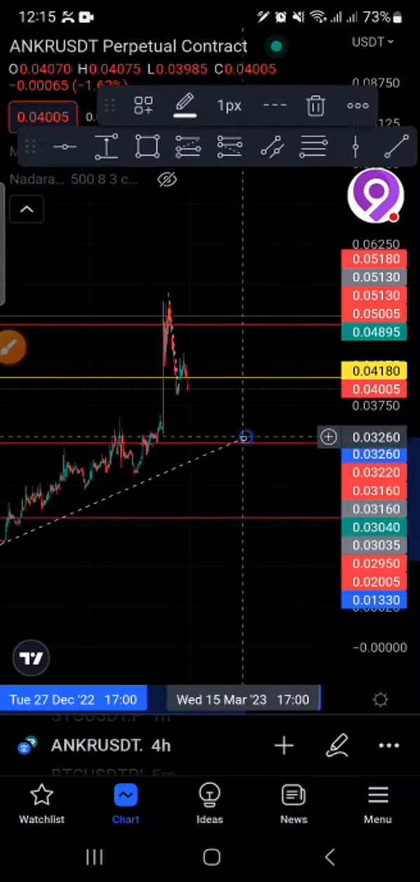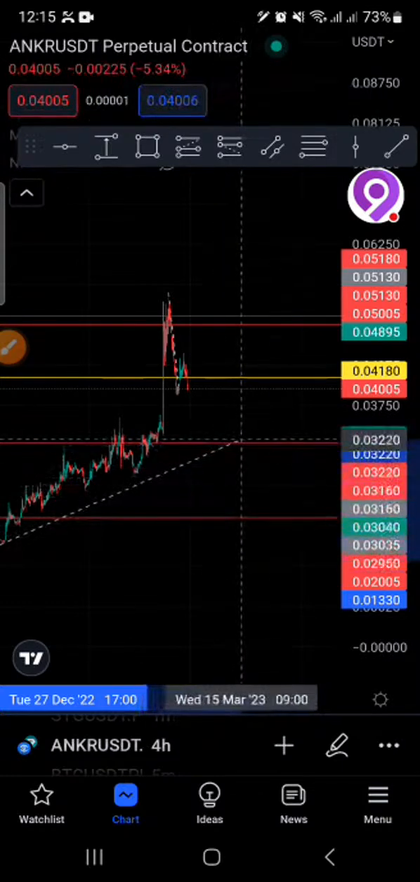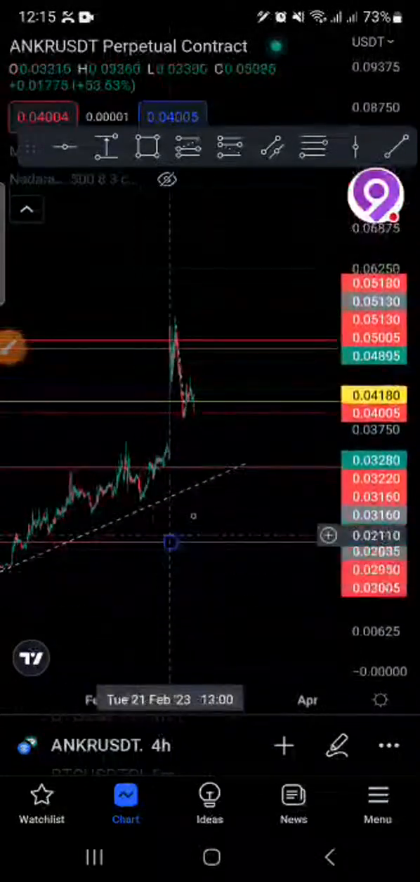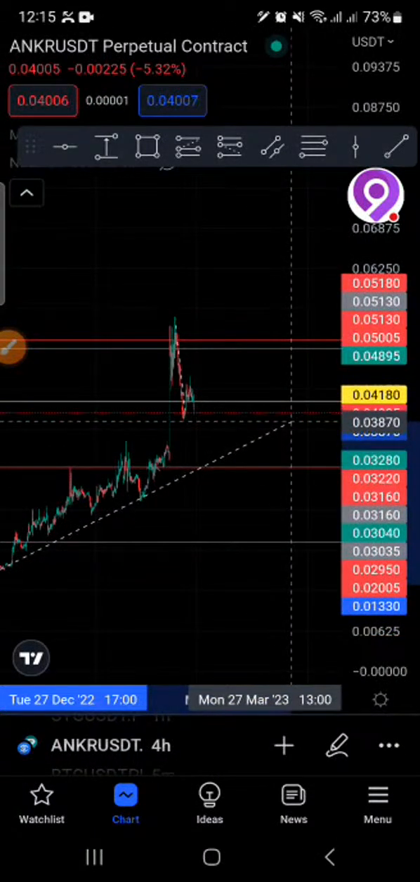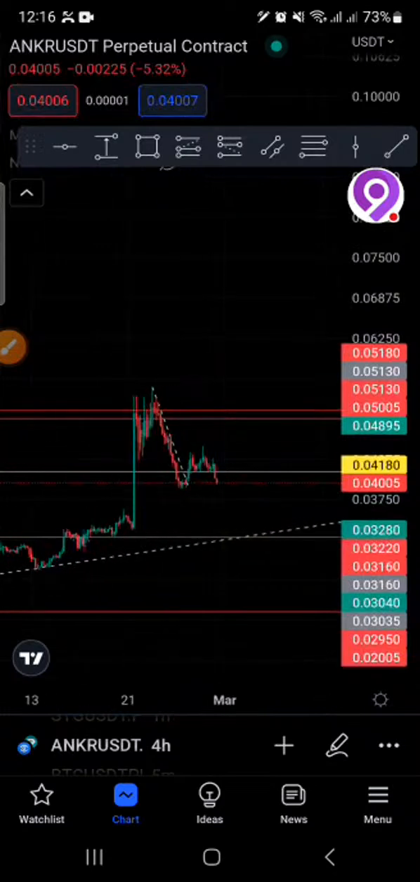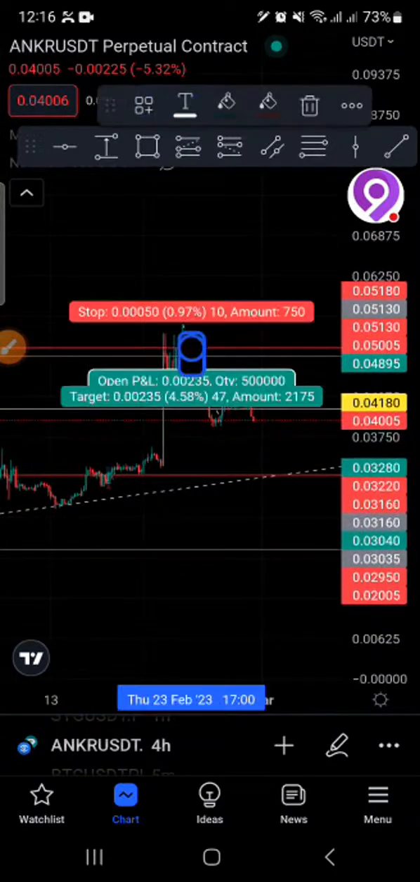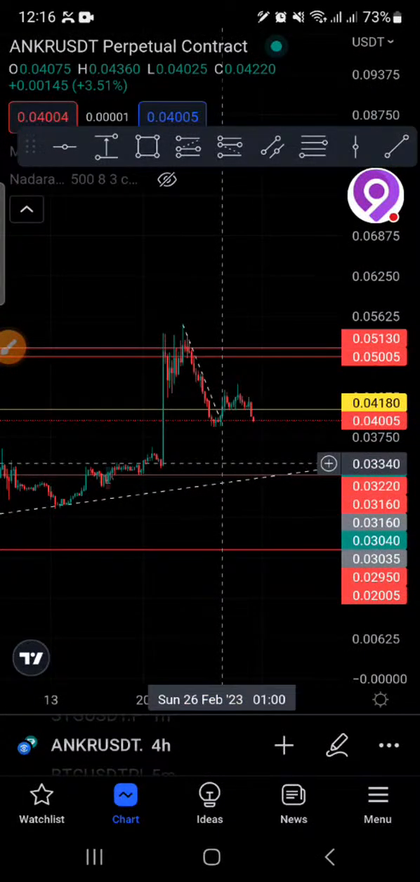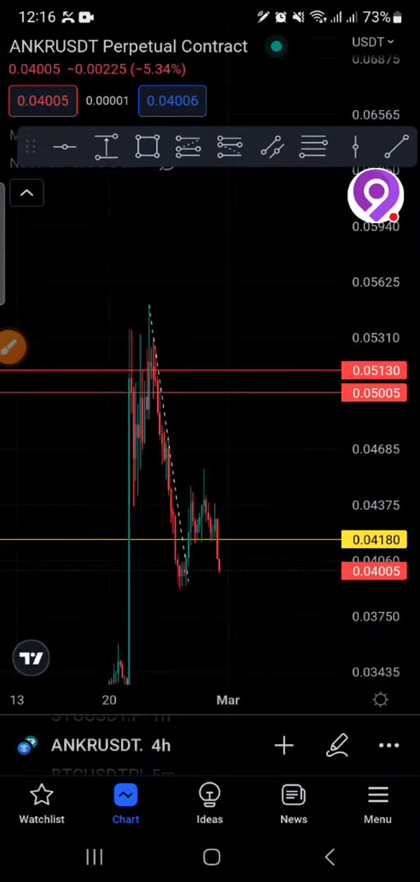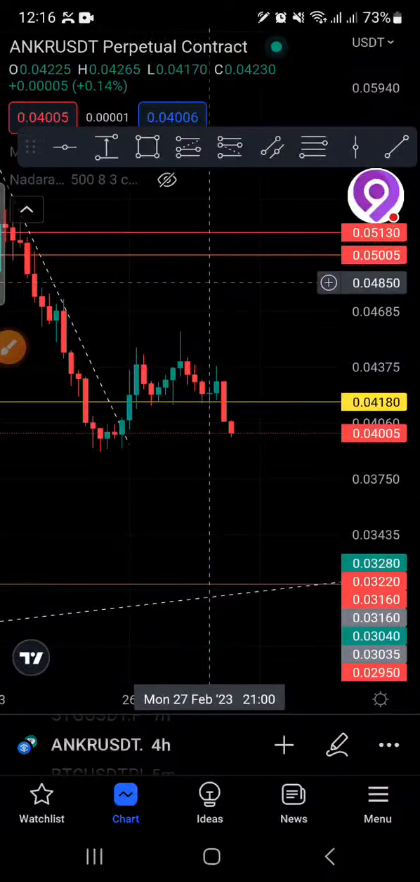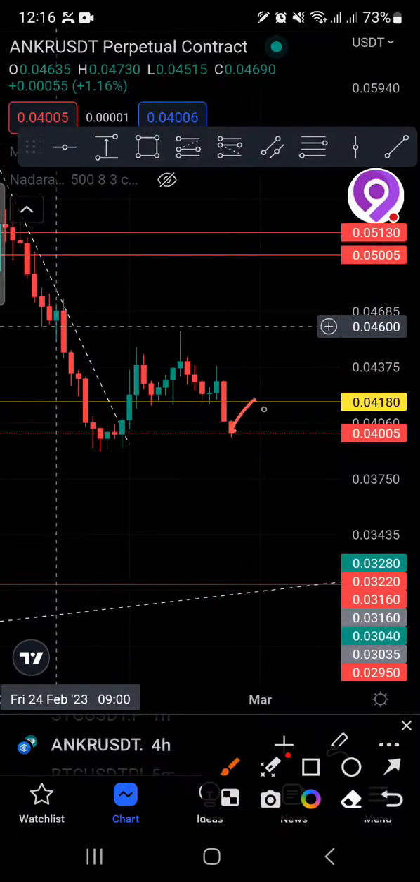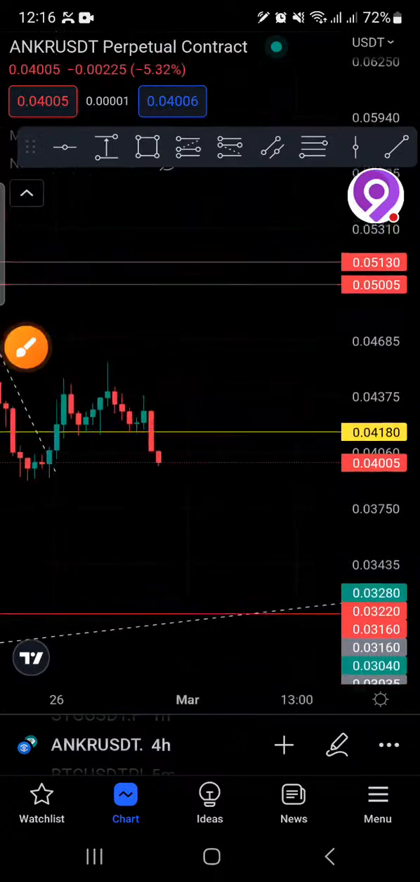Cancel this. Let's see. Still a bit far. Okay, so this is it. You can see a double top, then wait for pullback, then downtrend. This is your entry.